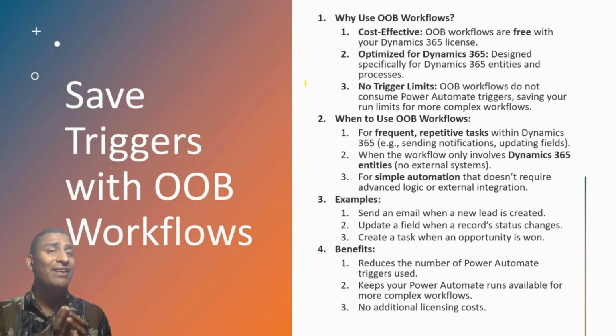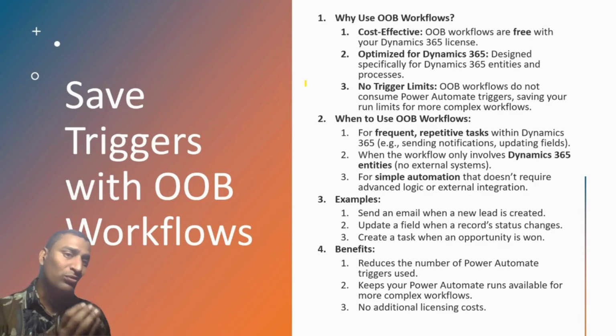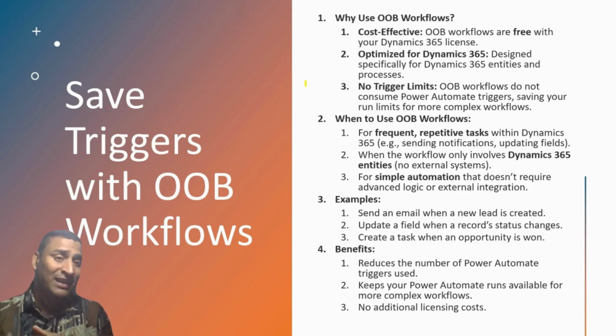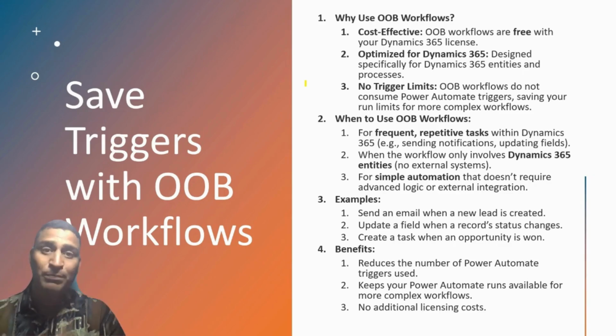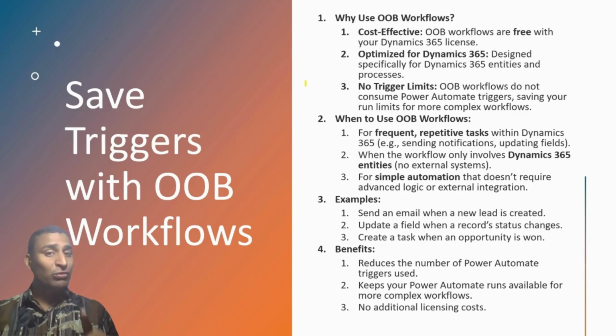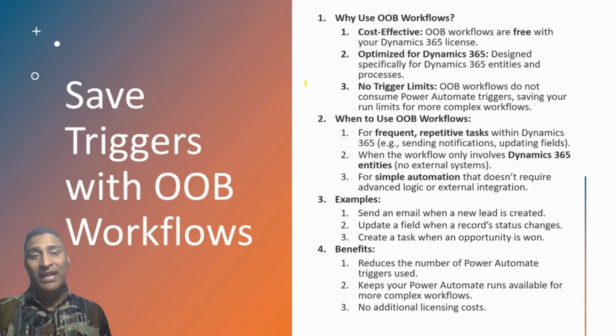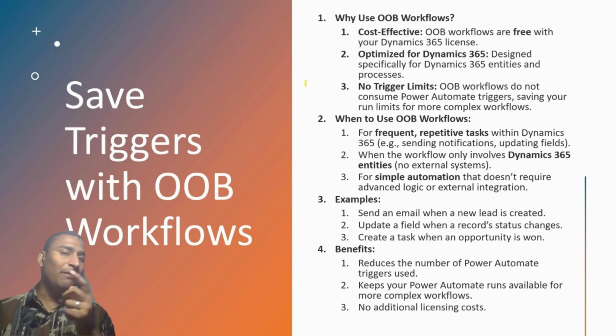But here we have some limited triggers. Since there are limited triggers, only if something is not supported should you go with Power Automate. If it is possible, do it through the out of box workflow only, so that you can save money, you can save runs, you can save time, you can save everything.